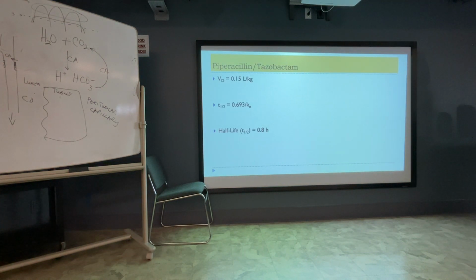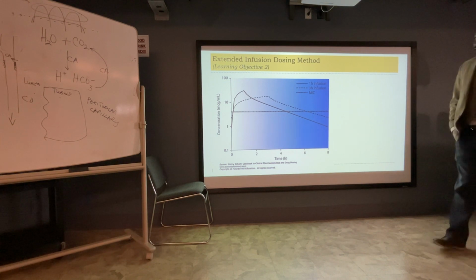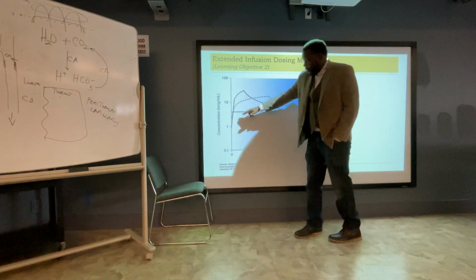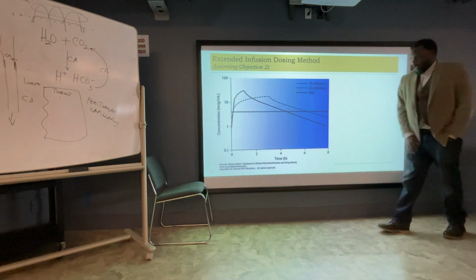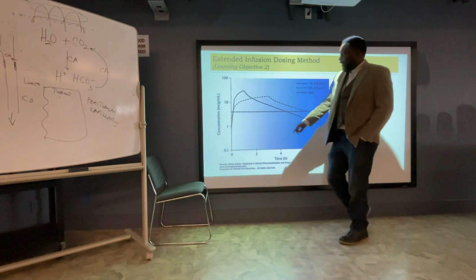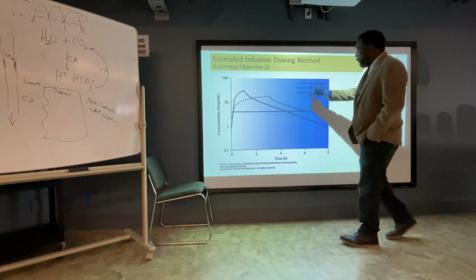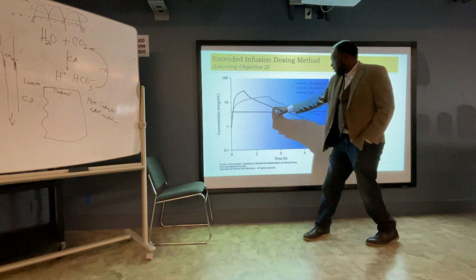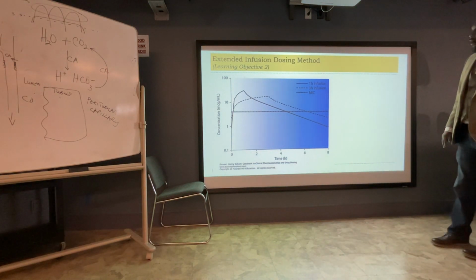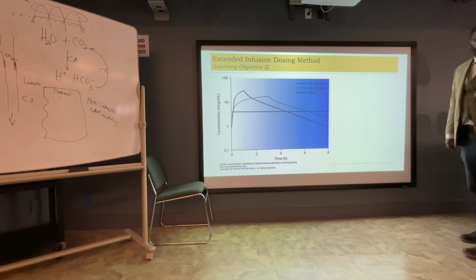All right, what's the brand name for piperacillin-tazobactam? Anybody know? Zosyn. Very widely used, very commonly used antibiotic. So this is just a picture of what I'm talking about. This is one dosing strategy. I'll call it traditional, where you would give it every 8 hours. This is depicting an 8 hour dosing interval. So if I gave it by the traditional strategy, where I infuse it over 1 hour, this is the plasma concentration time curve that it gives me. So we see about 4 hours where we're below the MIC, right?